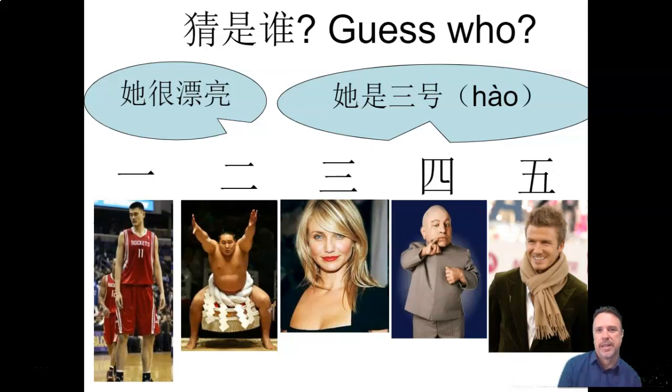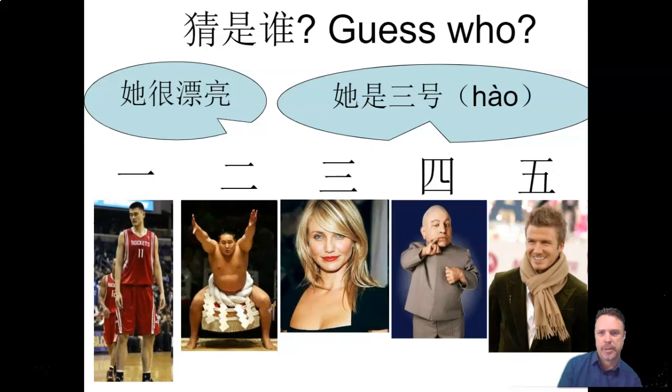猜是谁, that's the heading, just means guess who. Now there's an example there in the blue circle on the left. Those characters say 她很漂亮. And in the blue circle on the right, it says 她是三号, which literally means she's number 3. So I'm just going to come up with some sentences and see if you can work out who I'm talking about.